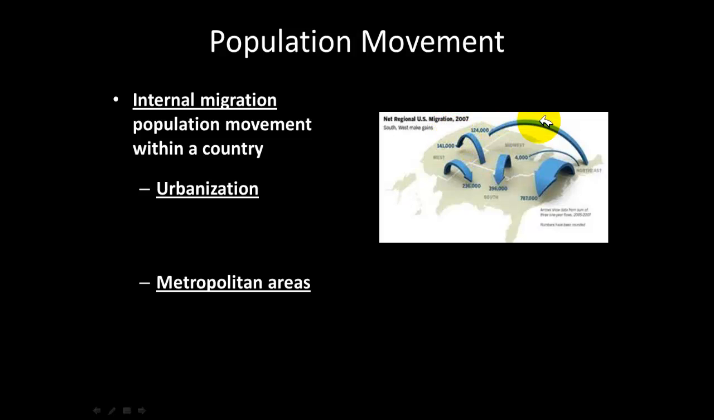The people move from one region to another in the United States. It shows that a good number of people have moved from the west and the north to the south. Those are normally people who are retiring and moving south, because their dollar is worth more in the South and it's warmer.